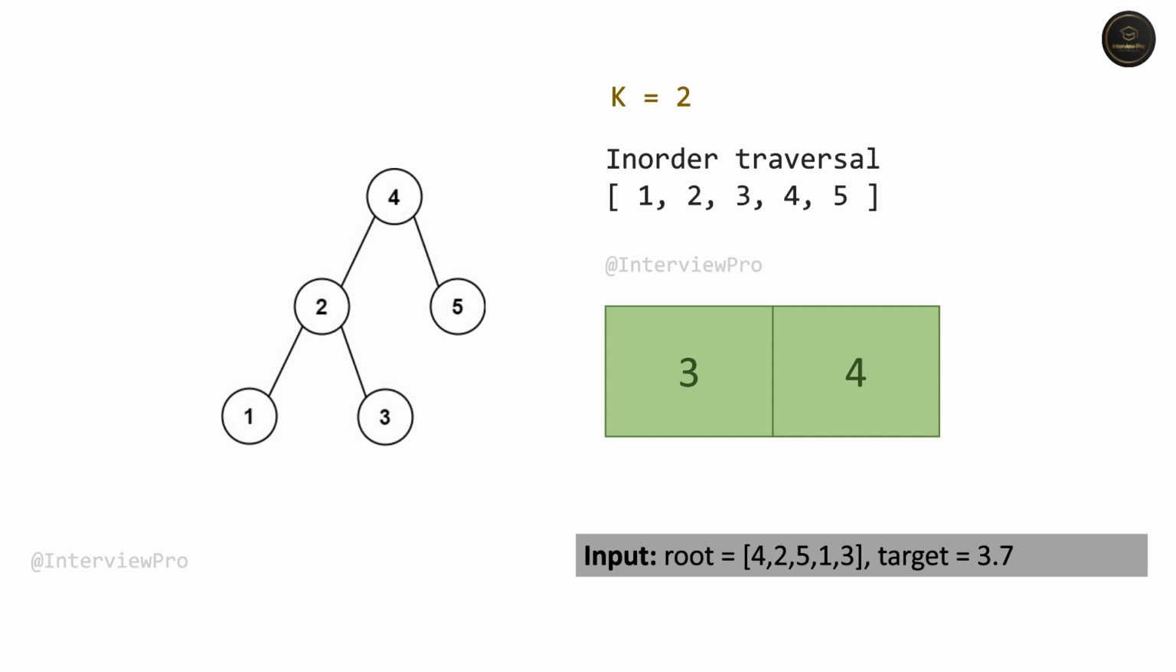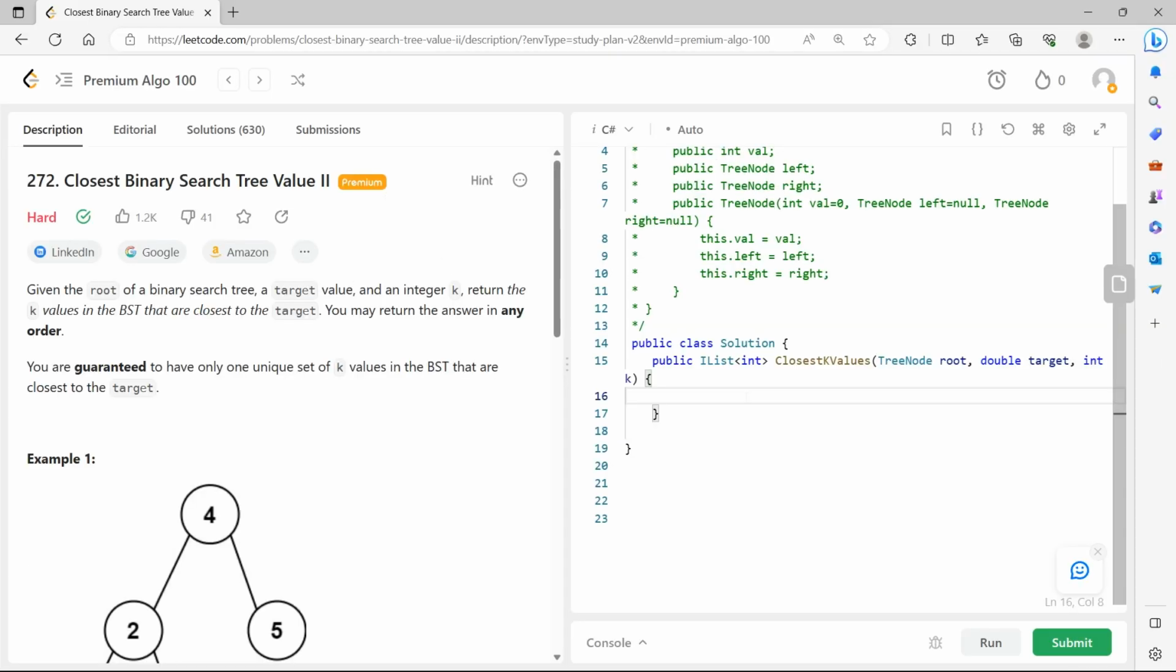Now let's see how we can put this in the code. This is our problem statement and I'll be coding in C#. Let's declare a queue first.